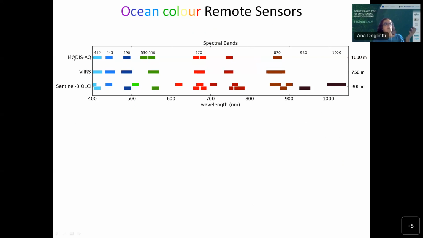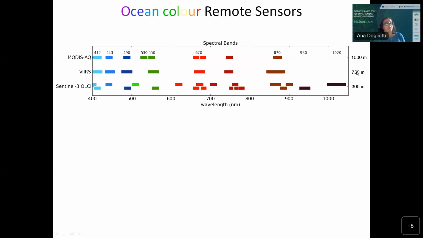Here are typical ones: MODIS Aqua, typical ocean color sensors, VIIRS, Sentinel-3, and on the right you can see the spatial resolution of these sensors, and you can see all of them have bands in the blue, in the green, in the red, and also in the near infrared.